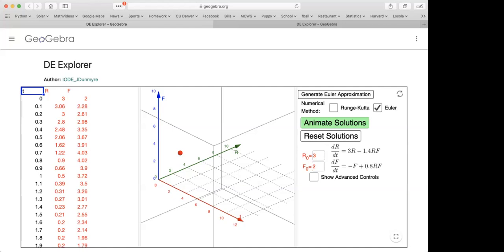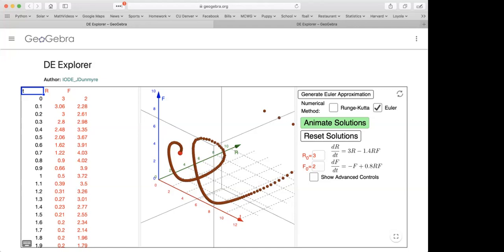And here you can see they got different estimates than we got in our previous video because they used smaller step sizes. Let's take a look at what these solutions might look like. What's going on here is it's just plotting each of those individual points and connecting them with a curve. And what we can see is we get some sort of cyclic behavior between these two populations.